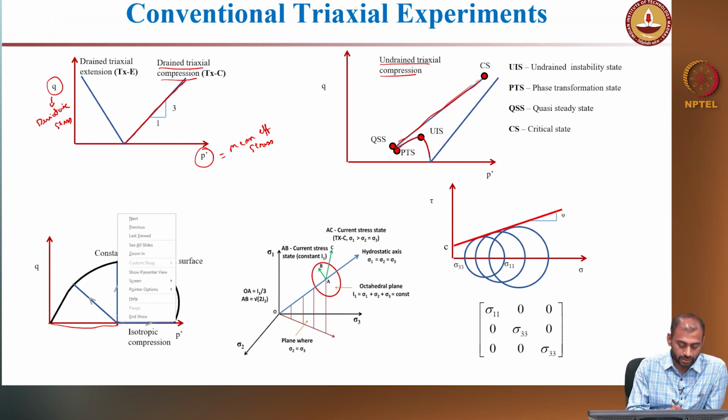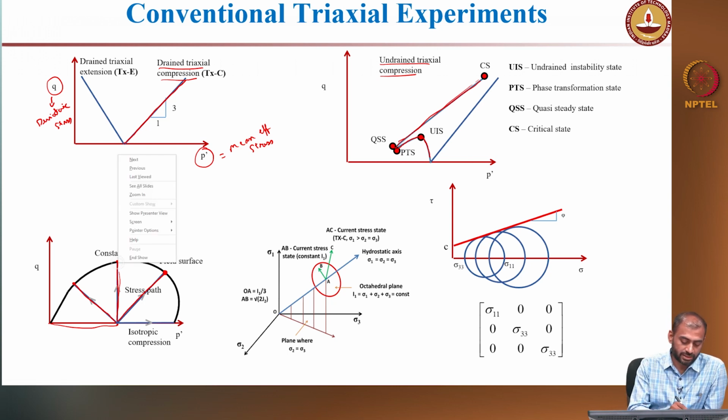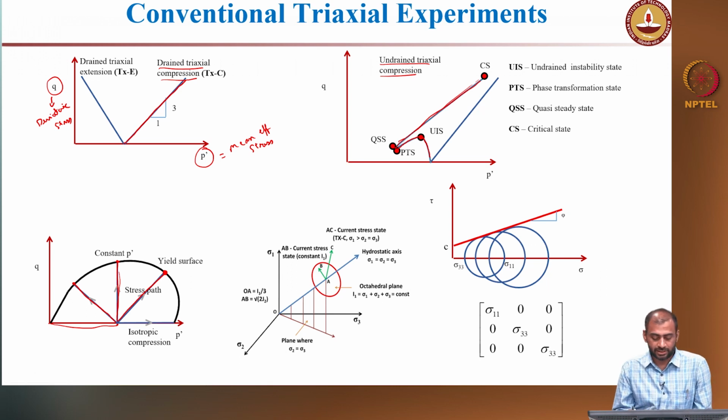You can also perform a triaxial extension test to get a point here, and a constant P prime test. As I said, to perform triaxial extension and constant P prime tests, you need sophisticated equipment to control it, and extreme care should be taken in applying the stress increments at every stage. But once you perform it, you will get a failure point at different stress paths. This is under compression, this is at a constant P prime, and this is at extension conditions.